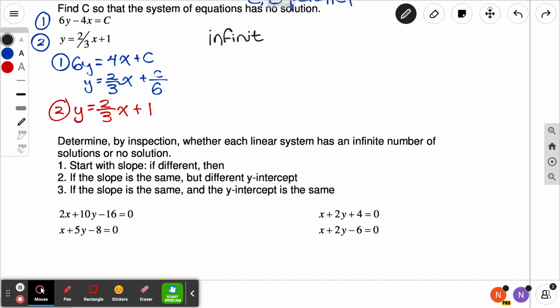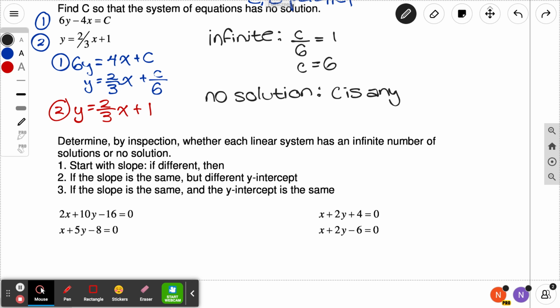To have infinite solutions, we would have the same slope. So c over 6. Sorry, I meant to say we would have the same y-intercept in addition to the same slope. We would have c over 6 equals 1. Now that's only going to be true when c is equal to 6. In all other cases, if we have the same slope, which we still do, but we have a different y-intercept, we would have no solution because the lines would be parallel and not touching. So c is any number aside from 6.